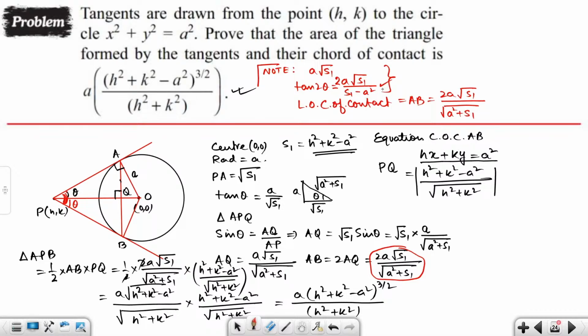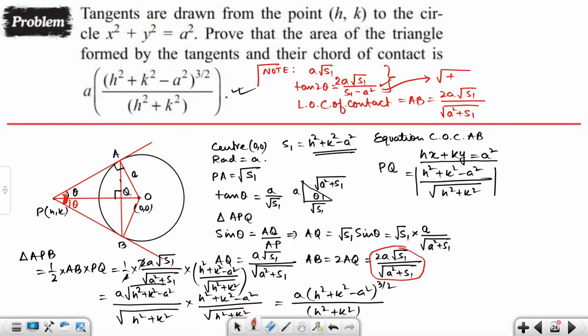In this case, if you remember it this way, it will also be okay. For the denominator, there is a plus sign in between and there is a root sign. That's the only difference. So instantly you see a lot of steps can be reduced, even for this question, if you know that the length of the chord of contact is 2 times a root s1 divided by root over s square plus s1.